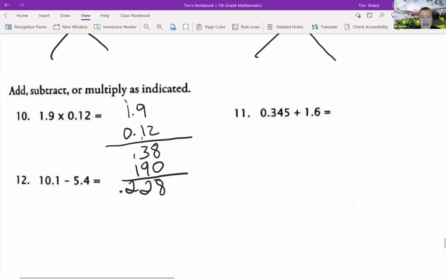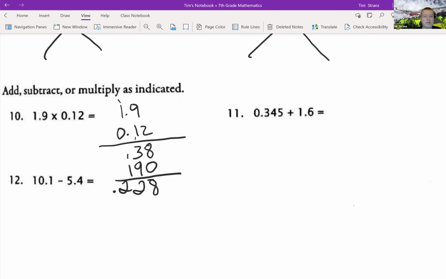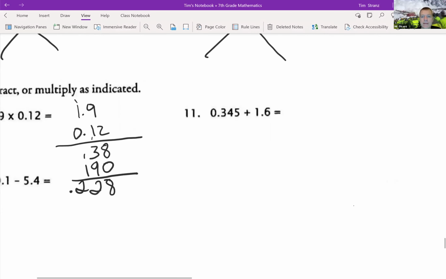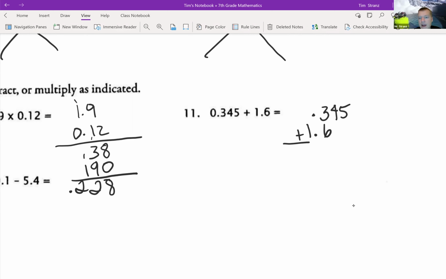Okay, so now we're just adding. Okay, so I got 0.345 plus 1.6. So I'm going to again write that vertical. 0.345 plus 1.6. When you're adding, you want to make sure your decimals line up. Okay, so you can just imagine that there are zeros here. So that's going to be 5, 4, 9, 1, 1.945.